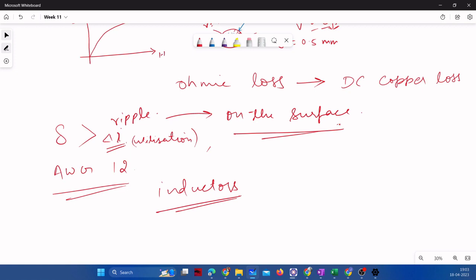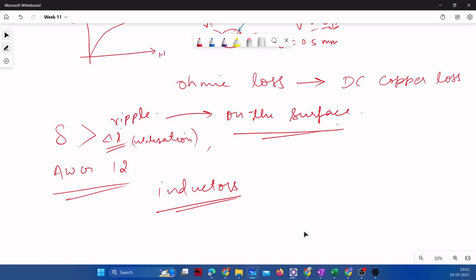So it can flow on the surface because of lower skin depth, and all the average current should flow within the conductor. Okay, now I got it. That is the interesting part of that. That is the beauty of design.